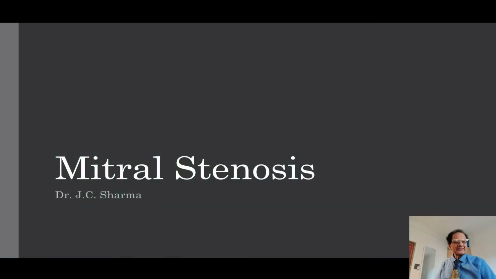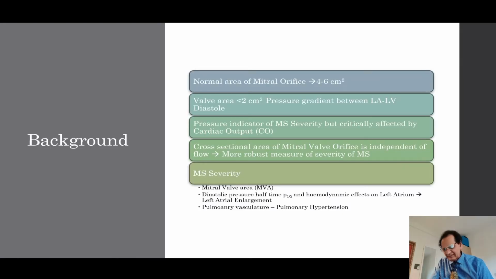Mitral stenosis, in continuation of valvular heart disease, is a very common valvular disease in our country, and the prevalence is very high. It is a sequela of rheumatic fever in our country. The most common reason for mitral stenosis is rheumatic fever. The normal mitral orifice is 4 to 6 square centimeters.